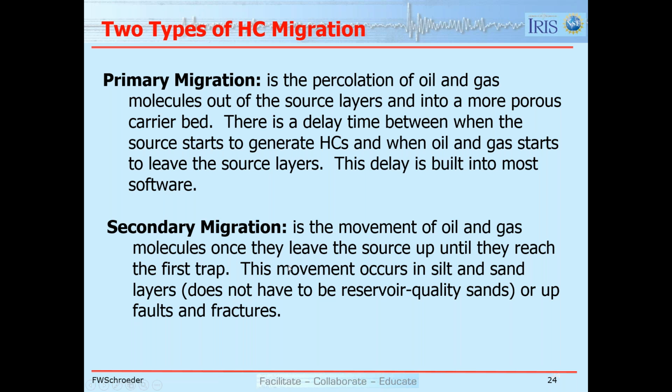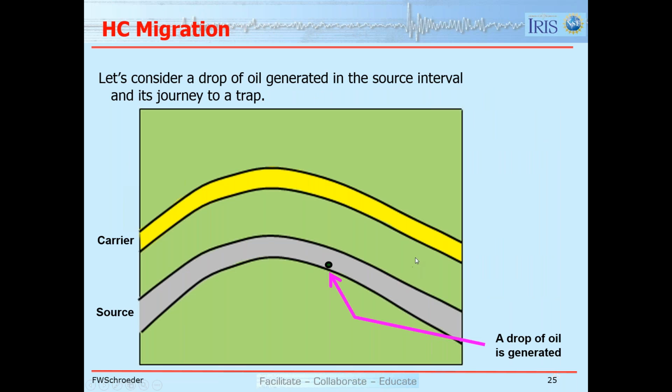viable quantity. It can move in silt layers or in sand layers, and the layers do not have to have reservoir quality sand. They can be lower porosity and lower permeability because we have millions of years for the hydrocarbon to move through the subsurface up to the traps.